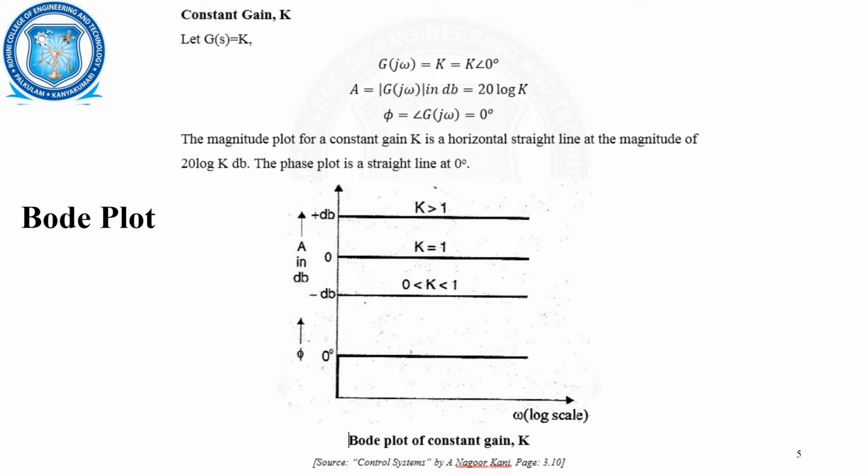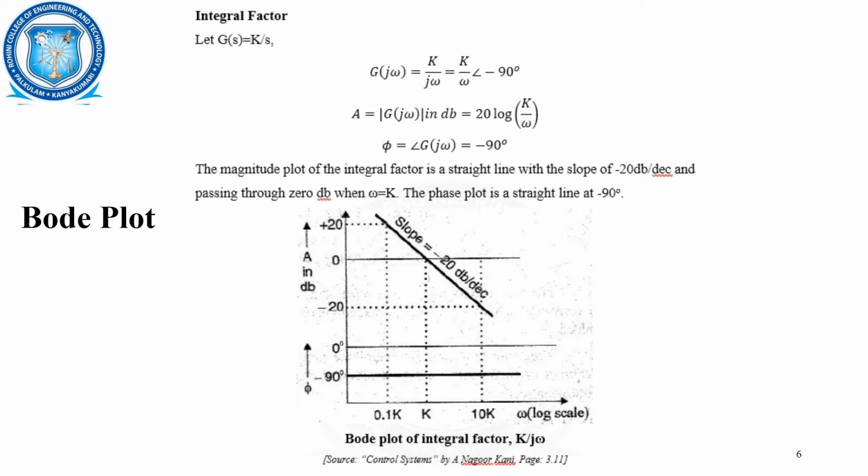If K is greater than 1, it will have this much value. If K is equal to 1, this is the value. If K is less than 1, between 0 and 1, here it will be represented. It's a constant term. And next, the angle phi is 0 degrees. So the angle is at 0. This is what a constant is. While considering the integral factor, G of s is equal to K divided by s.